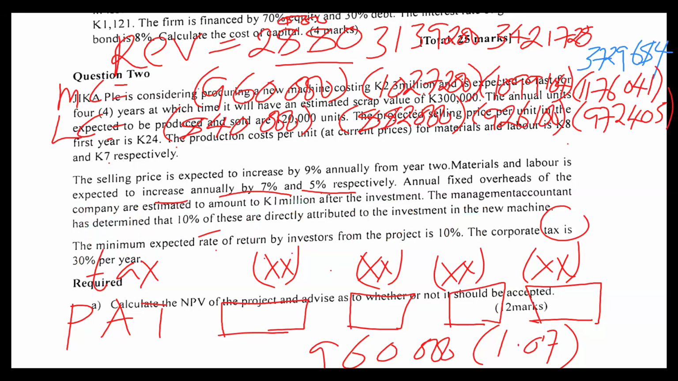Okay. If you don't have all that, then let's ascertain the fixed cost. It is 10% of 1 million. What's 10% of 1 million?